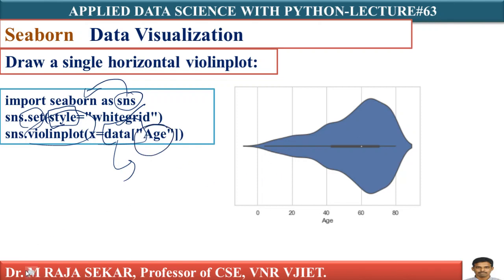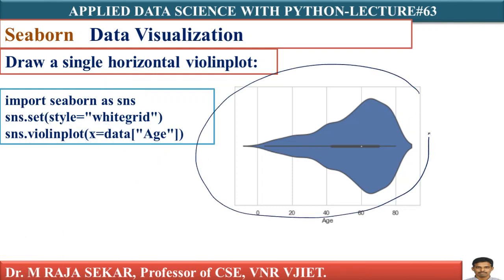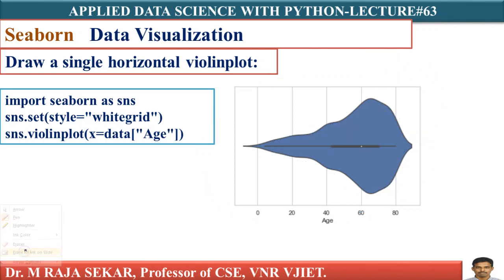Just observe this violin plot. This one is horizontal. As we discussed in my previous lecture, this is a combination of a box plot, this is your box whisker plot, and a KDE. This is KDE, isn't it? What is KDE? I discussed it. The combination of both. You can interpret the age of the car by using this violin plot.